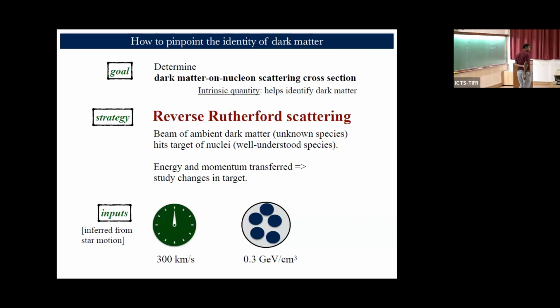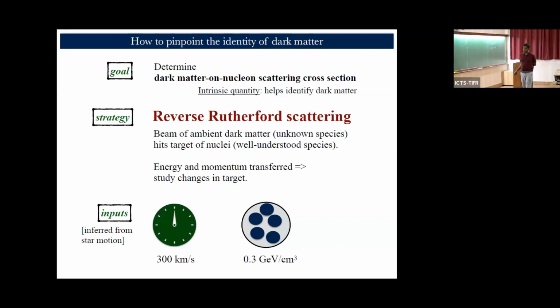Okay, and the ingredients that you would need to set up this reverse Rutherford experiment are the typical speed of the dark matter beam and how much dark matter there is, the mass density of dark matter that is flowing in, of the beam again, right? And thankfully, these we've known for a while.